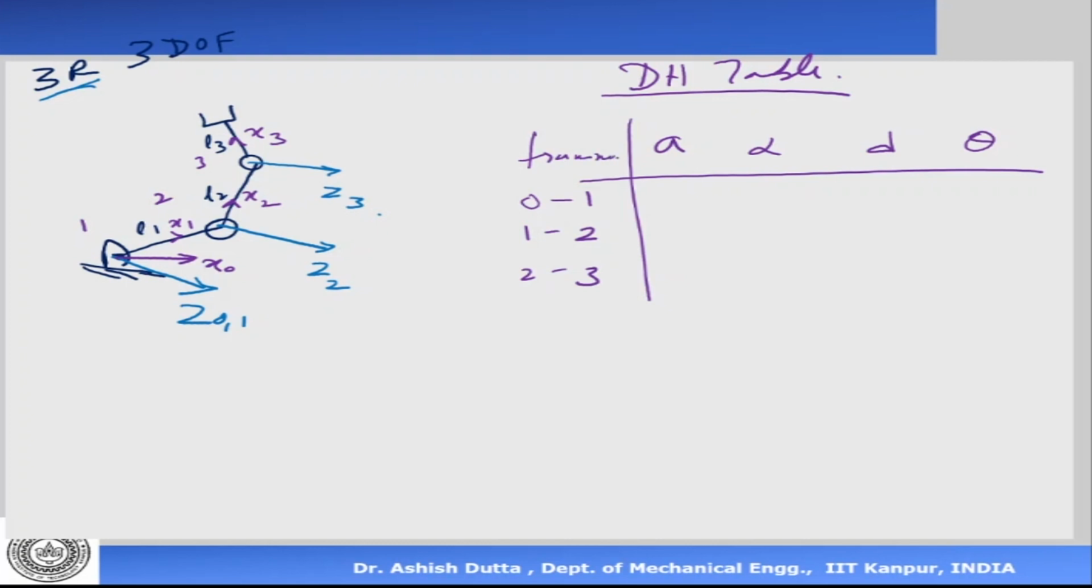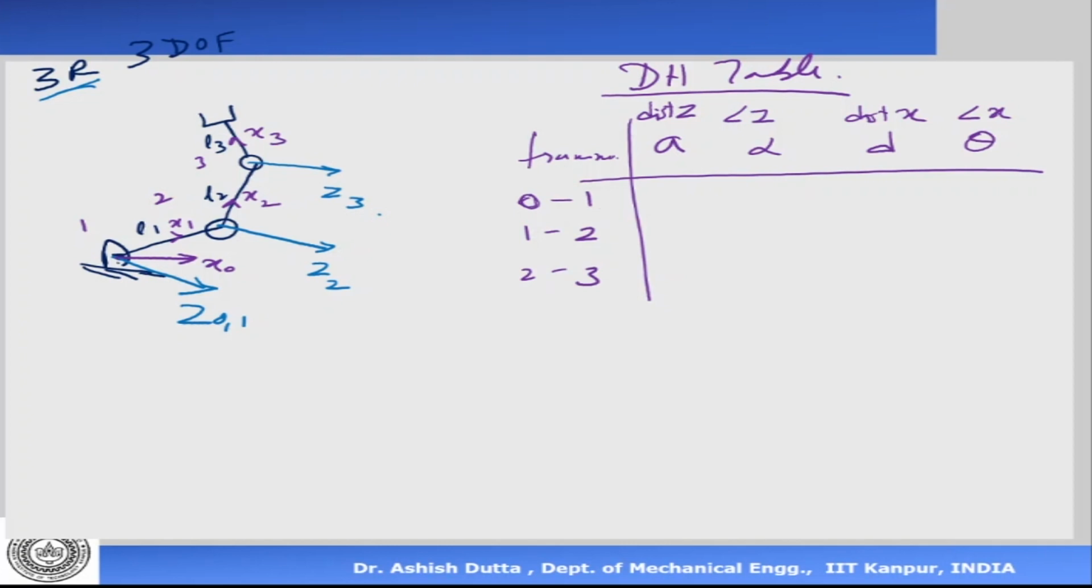numbers. Now A is the distance between this z-axis, right? This is the angle between z-axis. This is the distance between x-axis. This is the angle between x-axis. Okay. So now if I start defining, A is the distance or the link length between the z-axis of which two frames? 0 and 1.